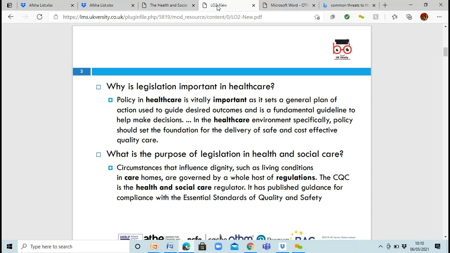All of these are governed by a whole load of regulations. We talked about the CQC yesterday, the Care Quality Commission. They're a regulator. They're there to make sure that what needs to be done is being done. They're independent. The CQC has actually published guidance for compliance with essential standards of quality and safety. They've put a standard out saying this is what you need to do and what should be followed. So that was a little bit about what legislation is.